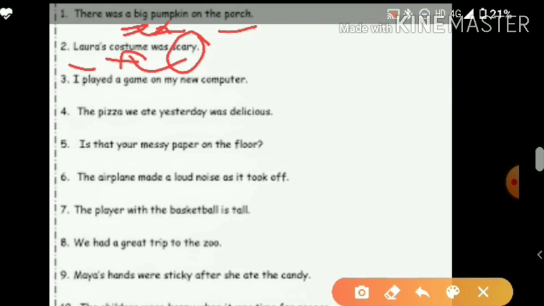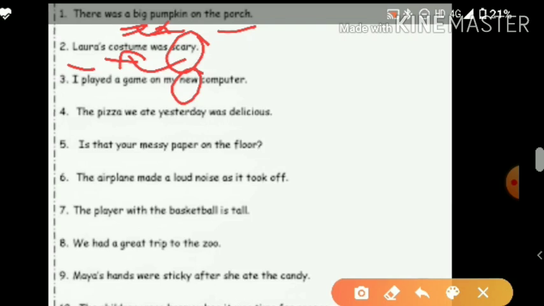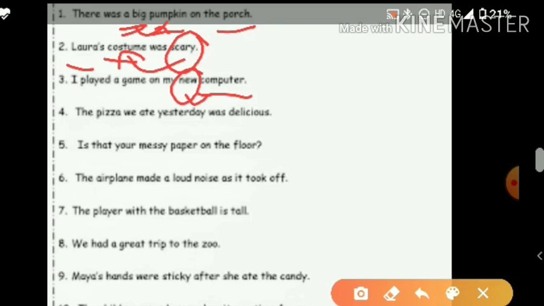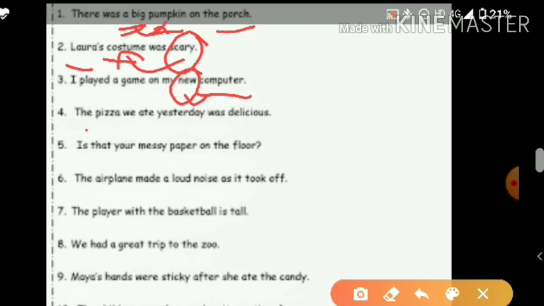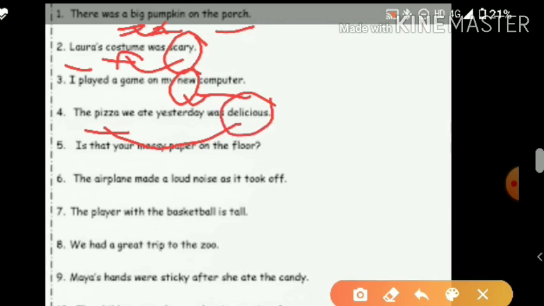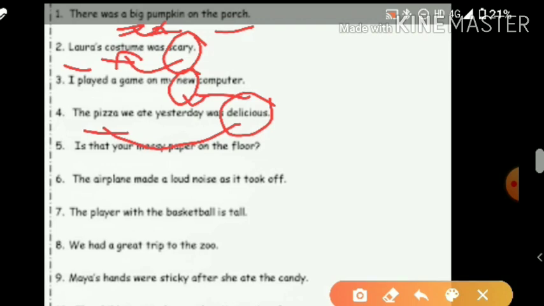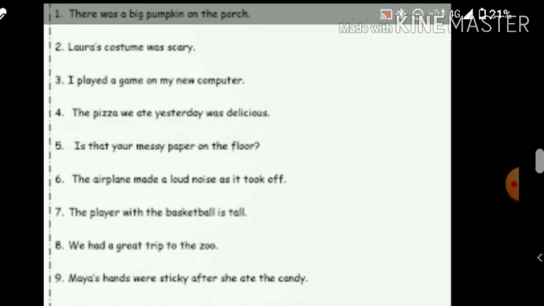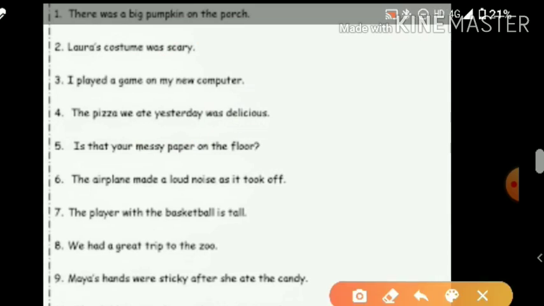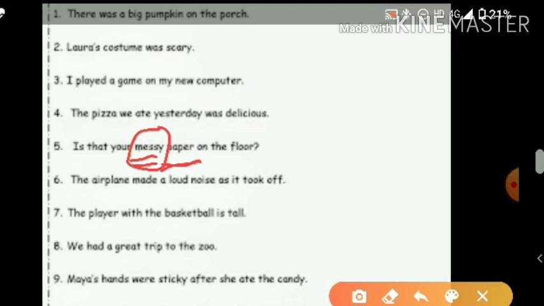I played a game on my new computer. What kind of computer? New computer. So new is the describing word, adjective, and it is describing the noun computer. The pizza we ate yesterday was delicious. Pizza is the noun, and what kind of pizza we ate? Delicious. So delicious is the adjective. Is that your messy paper on the floor? What kind of paper? Messy paper. So it is the adjective and it is describing the noun paper.